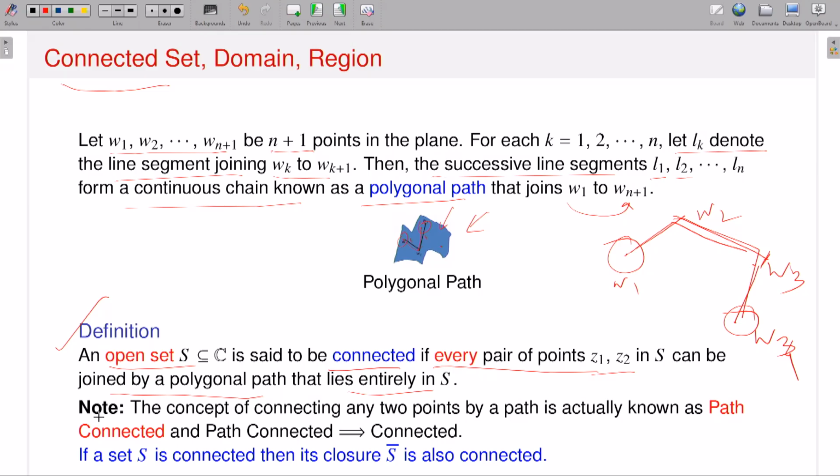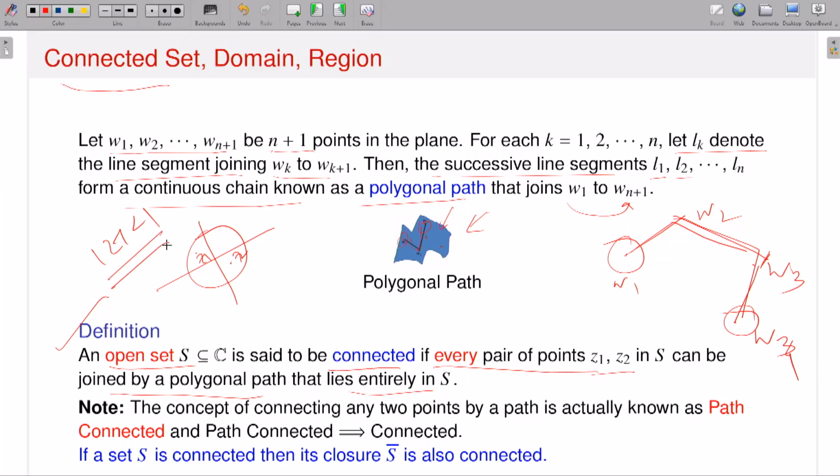For example, if I take a disc, say mod z is strictly less than 1, is it connected? Well, just look at the definition. I am taking two points, say this is my z1, this is my z2, and you can join them. So what is the definition? An open set.